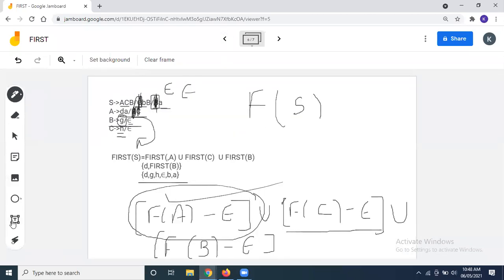Similarly, we have to find first of A. First of A is D, B and C, so D, G, H and epsilon. First of A is D, G, H and epsilon. First of B is G and epsilon. First of C is H and epsilon. Is it clear?